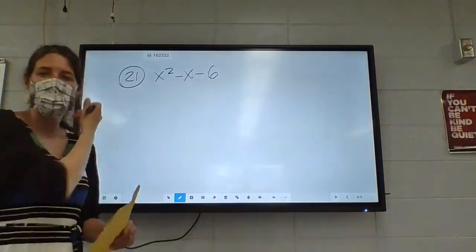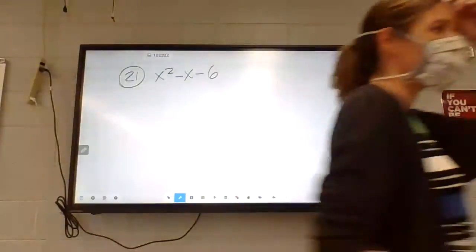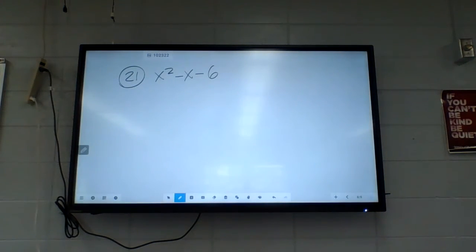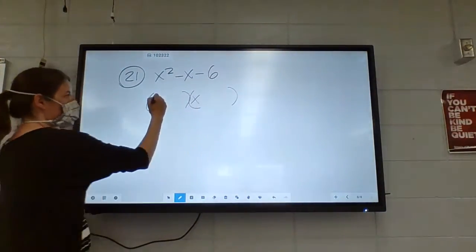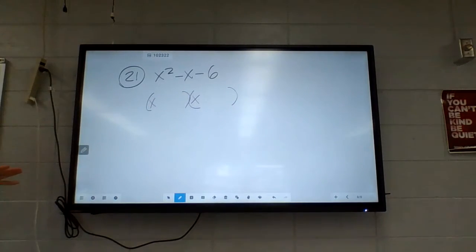Okay. Guys, these are my favorite kind. When I see the x squared in front, I don't have to worry about GCF, which I like. When it starts with an x squared, I already know it has to be x times x. I know that half is done already.